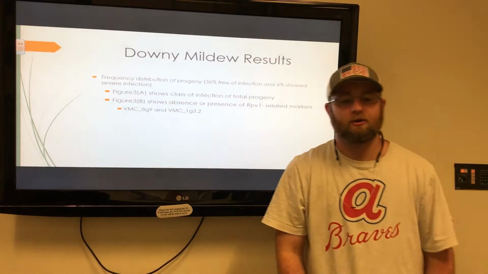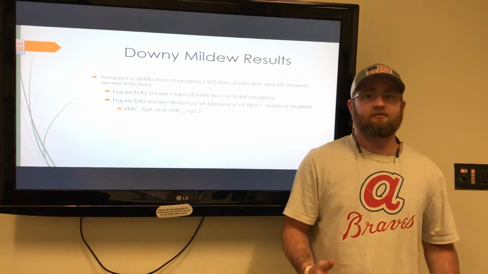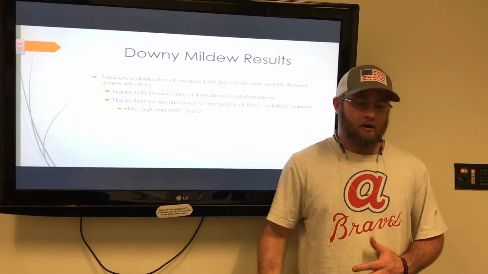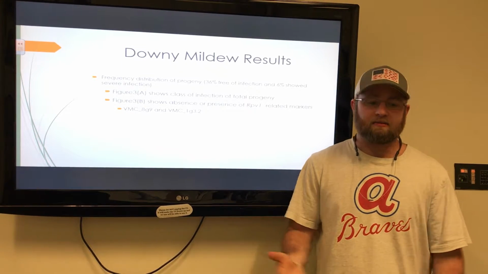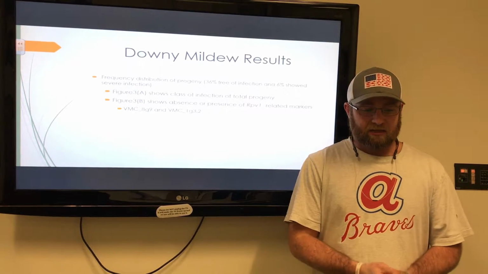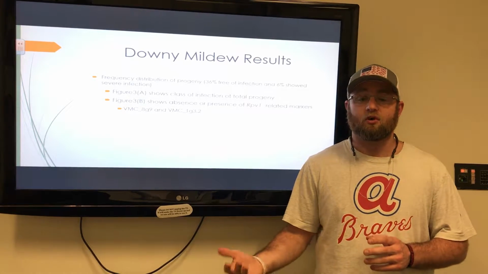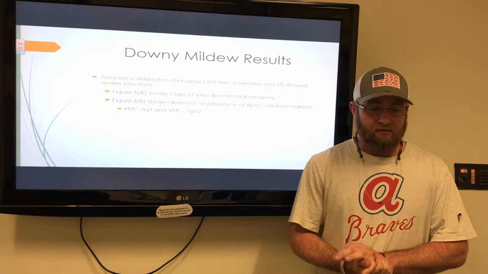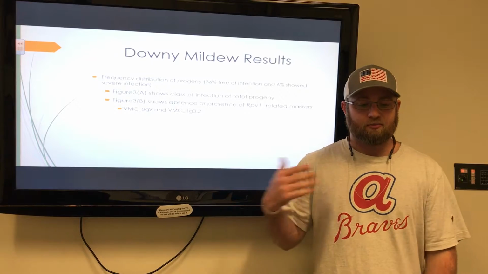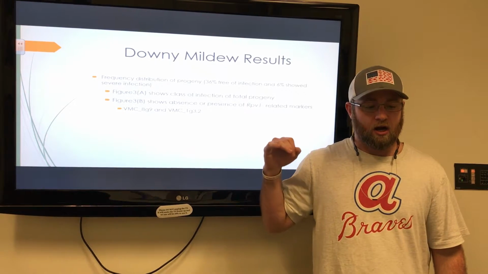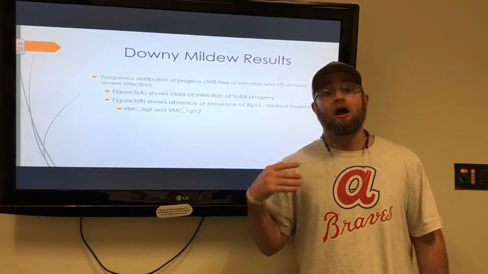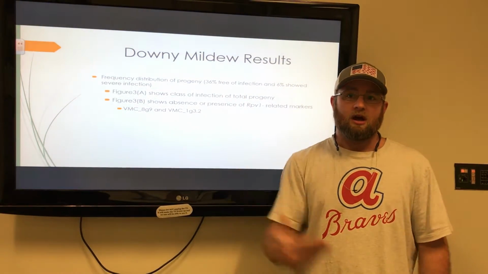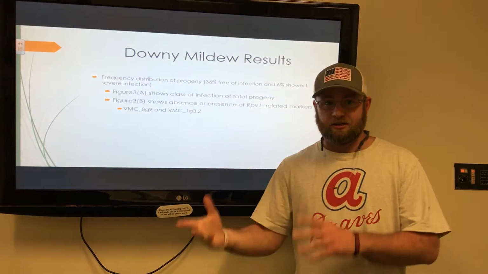Now we're going to move on to downy mildew results, okay? It's going to be the same 2 figures just for downy mildew, all right? Like I said, figure 3A is going to show you class of infection to total progeny, and then figure 3B is going to show you absence or presence of the RPV1 related marker. And the RPV1 related marker, if you remember, is also found in your mother varietal of the VRH, not the Regent.